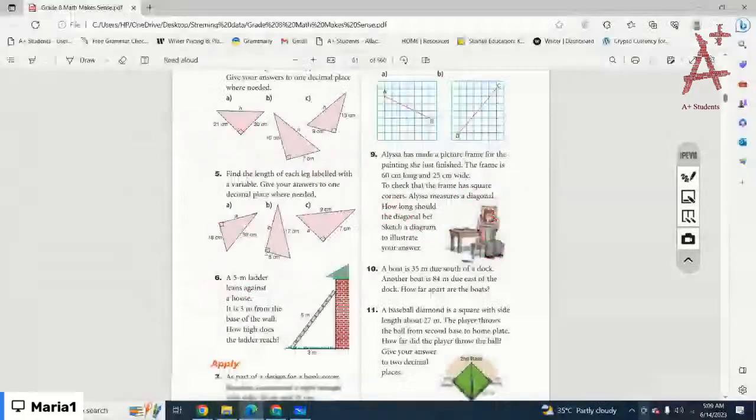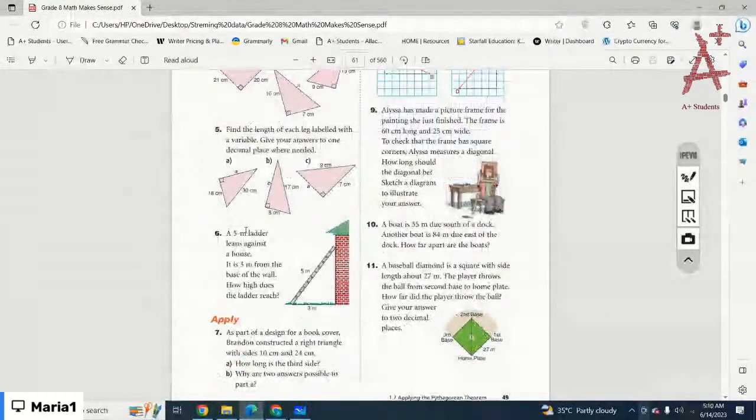Okay, just look at question number 6. A 5 meter ladder leans against a house. It is 3 meters away from the base of the wall. How high does the ladder reach? So you have to calculate the height of the ladder.